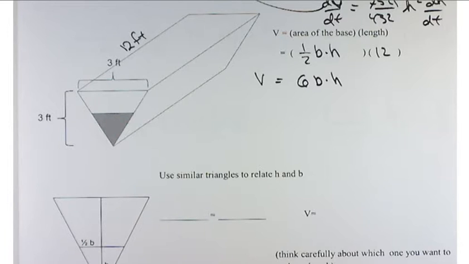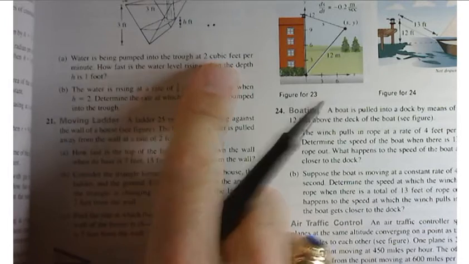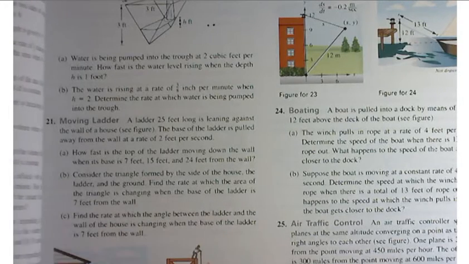Let's work with that a little bit. Our eventual goal in this problem is to find how fast the water level is rising when the depth is 1 foot. So let's see, what information do they tell us? I'll even put it up here. Water is being pumped into the trough at 2 cubic feet per minute. On your paper, write down what that means mathematically. Find a way to describe that mathematically.